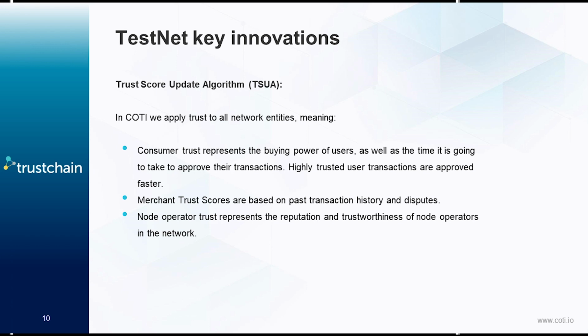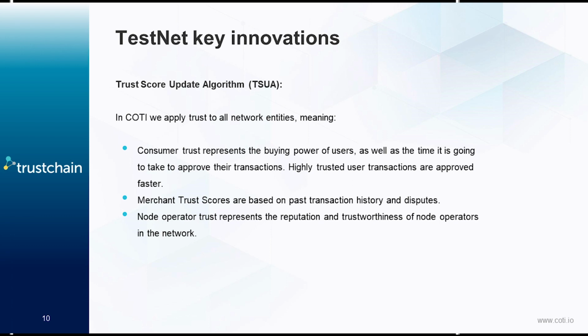But it is important to say that we apply trust not only to consumer, not only to merchant, but also to node operator, meaning every entity in the system has trust associated with it, and the trust associated with it is different. Meaning for consumer, it represents the buying power of users, as well as the time it is going to take to approve their transaction. So highly trusted users within the system will have their transaction and settlement being immediate, and others will require more time because we can't trust them yet.